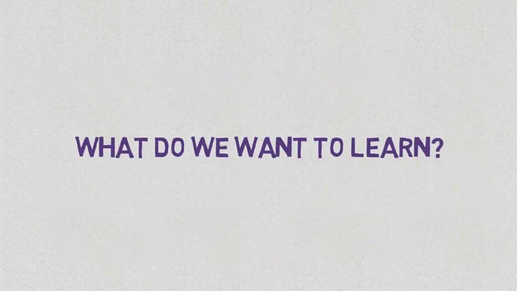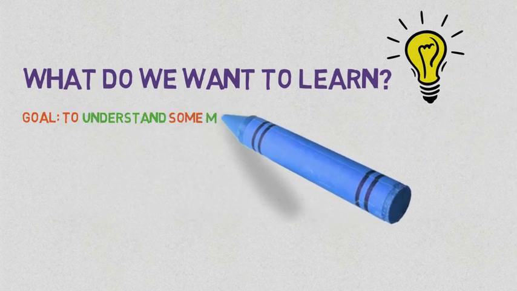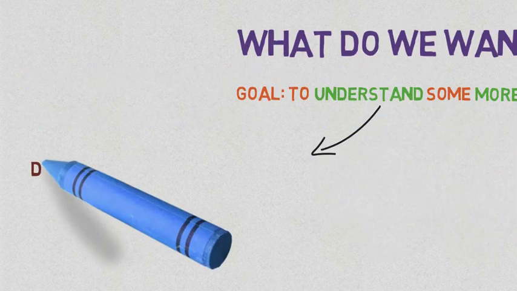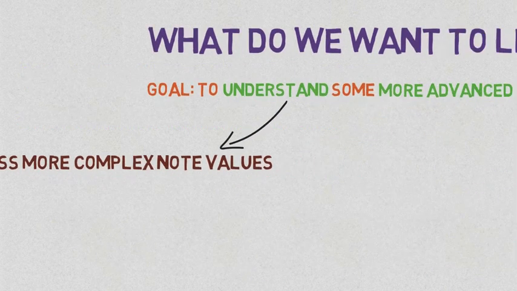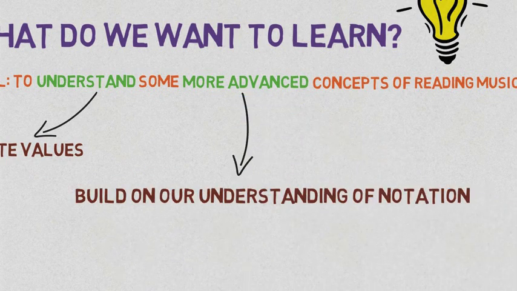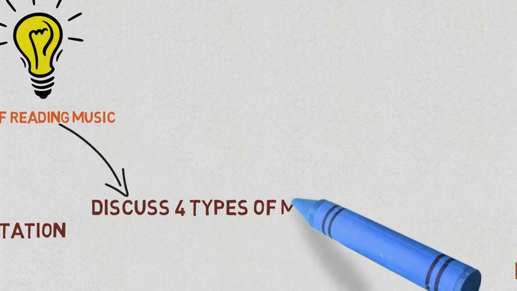Now, what do we want to learn from this lesson? Our goal is to understand some more advanced concepts of reading music. We're going to do this by discussing more complex note values, by building on our understanding of notation, and then by discussing 4 types of musical rest.